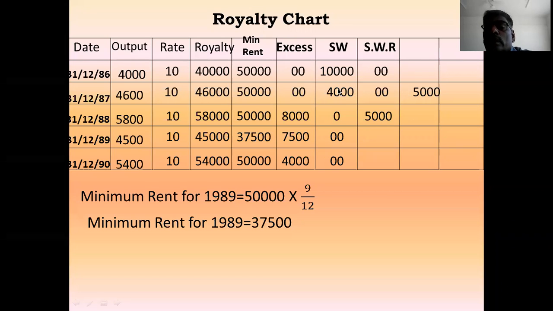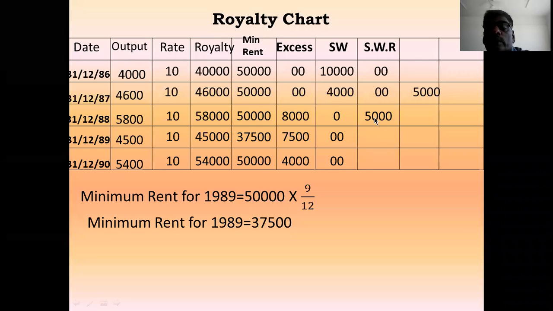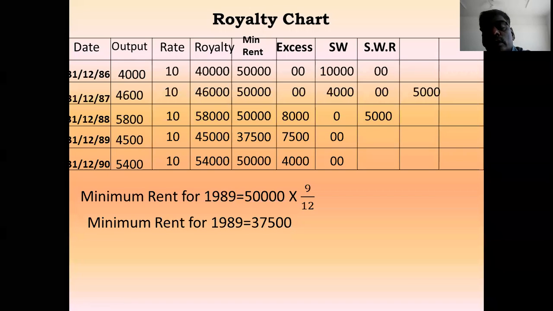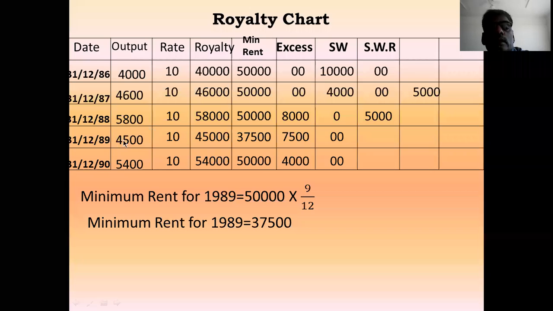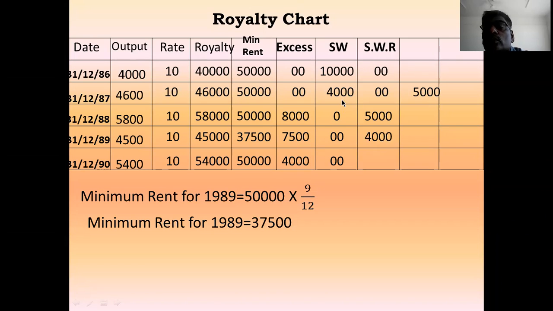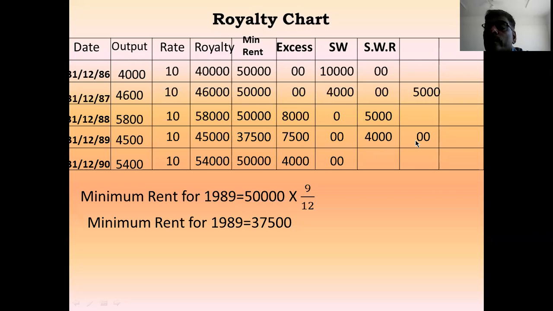10,000 point clear. And the remaining 4,000 is to be recovered in the next 2 years. Next 2 years means 88, 89. In 88, it is not possible to recover because you have already recovered 5,000, the maximum limit completed. And in the next year, 1989, there is 7,500 excess. Out of 7,500 excess, you recover 4,000. Total 4,000 recovered, and your recovery is nil. In this way, you have to remember.